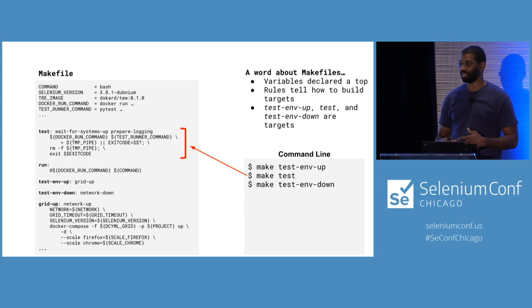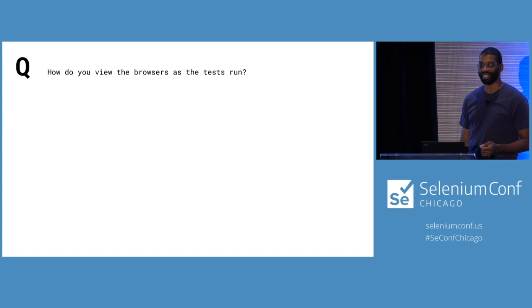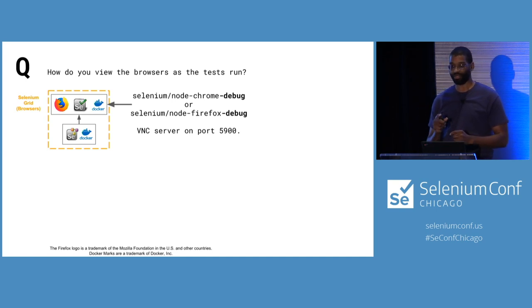Now, after I've told people about these commands, we get them running on their system. They're amazed that it was so simple to get up and running. After the excitement dies down, they start to ask the hard questions, right? So one of the questions I get is, how do you view the browsers as you're running the tests? You might have remembered that we were launching our web browsers inside of Docker containers. Well, the Selenium project has a set of Docker images that have this suffix of "-debug". And those images have a VNC server running inside of them.